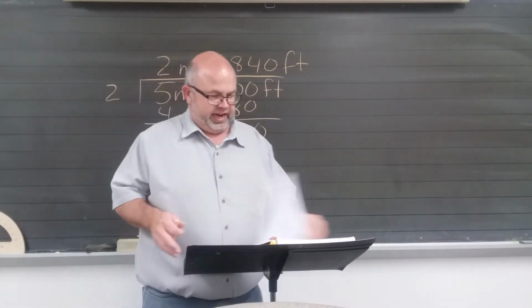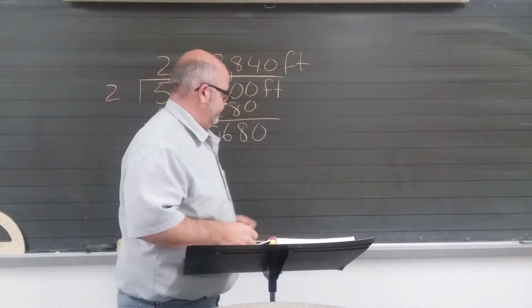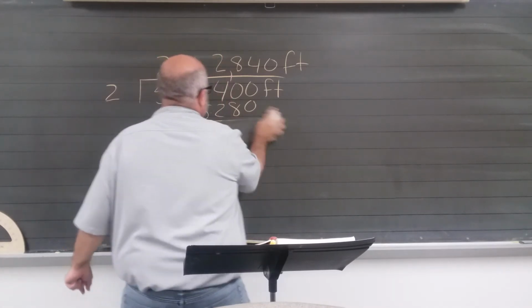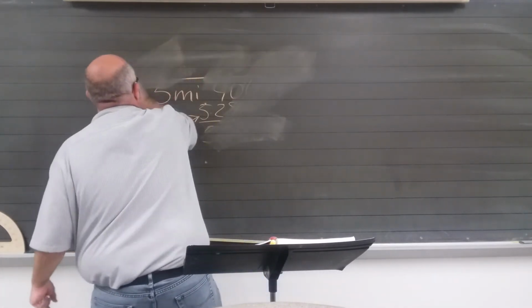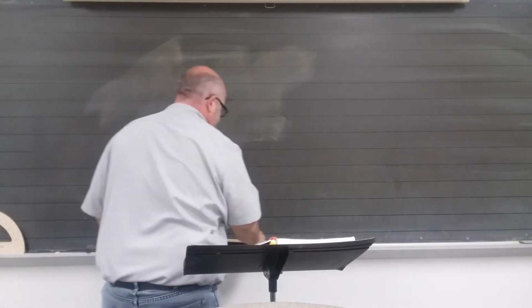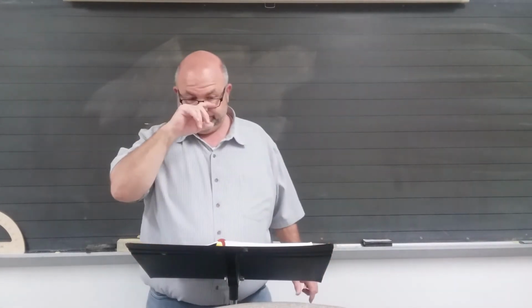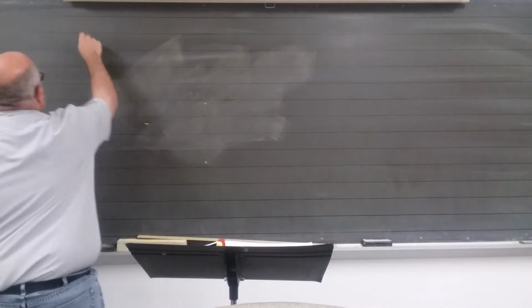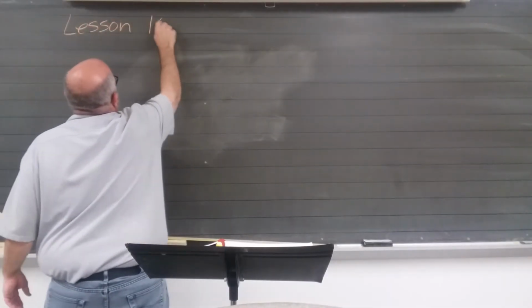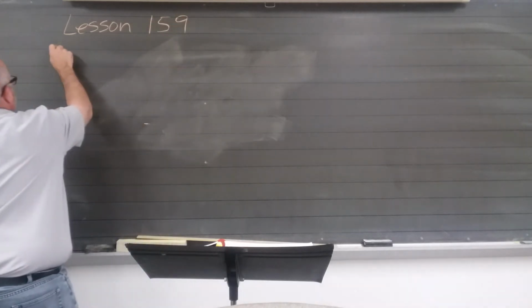That was lesson 158. Lesson 159. For number 1, this is squares and square roots. So number 1, you have this list of numbers, 1 all the way up to 12. Number 1 looks like this.